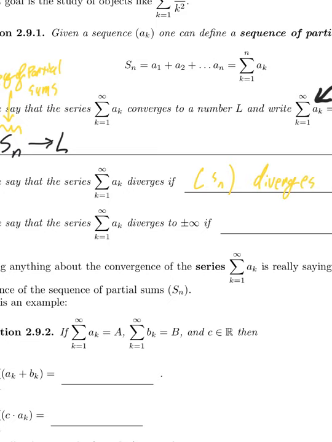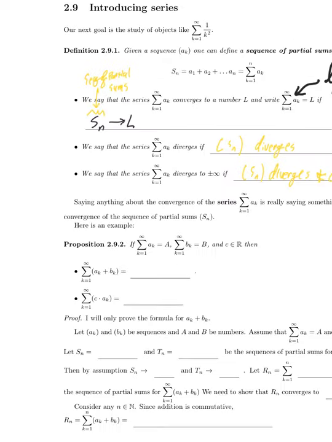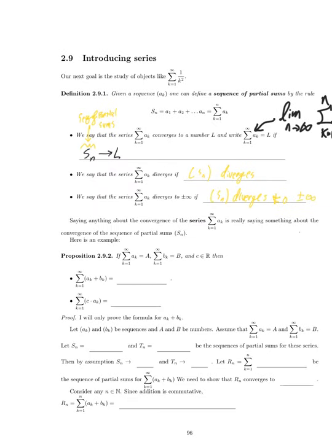I'll say that the series diverges to plus or minus infinity if, you guessed it, S_n diverges to plus or minus infinity. So all this definition says is, if someone asks you to say something about something that looks like this, all they're asking you to do is say something about this sequence.